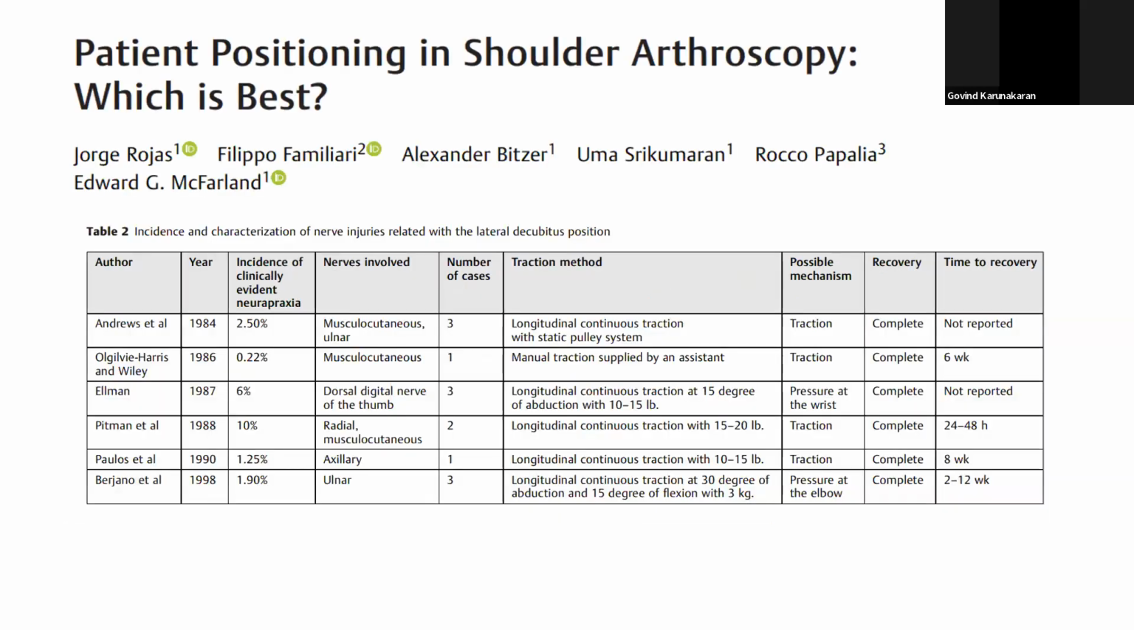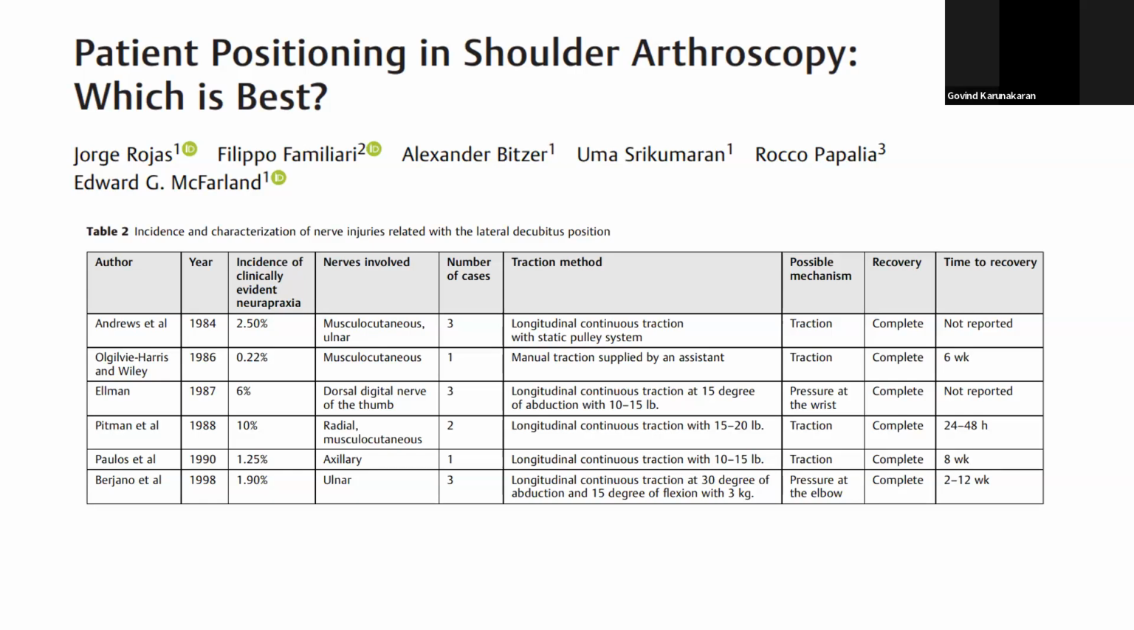So which position is better? This was a systematic review by Rojas et al., which showed the different injuries and complications that had happened with the lateral decubitus position over the years once it was introduced. In 1984, a study by Andrews et al. showed 3 cases of musculocutaneous nerve injuries, and in 1986, one more study again showed injury to the musculocutaneous nerve. Later on, studies showed injury to the axillary nerve as well as the ulnar nerve.